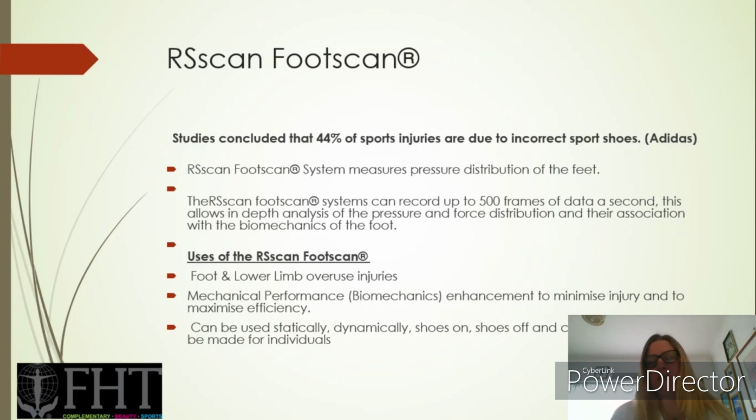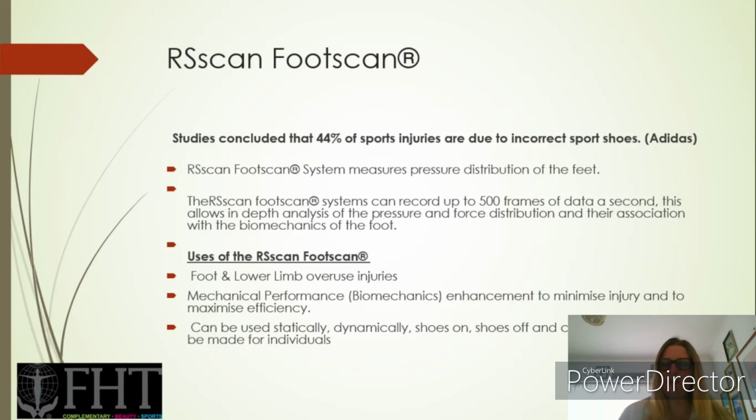Adidas actually used this machine to design some of their new trainers. And in one of the studies they produced, they concluded that 44% of sports injuries are actually due to incorrect sports shoes. So the RS FootScanner measures pressure distribution of the feet, and it can record up to 500 frames of data a second. And this allows in-depth analysis of the pressure and force distributions and links it into the biomechanics of the foot.